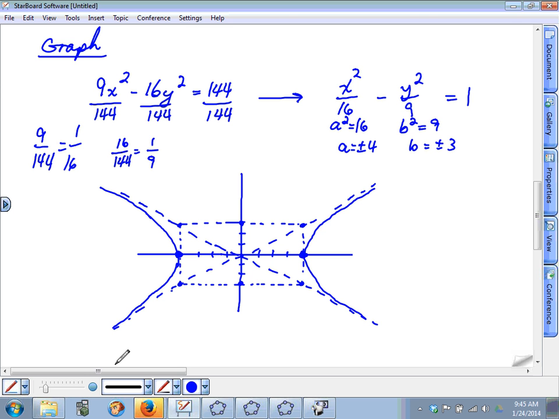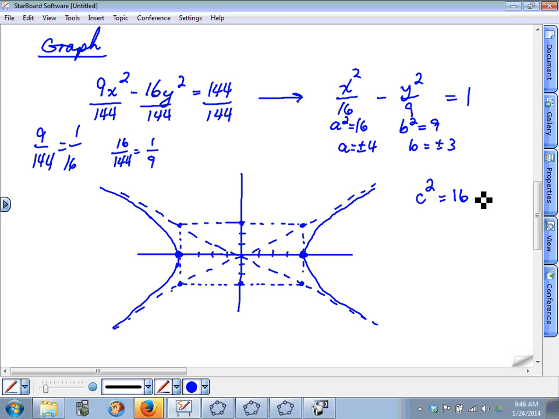That's actually what the graph is, those two pieces of the hyperbola. These others, you wouldn't see them if you graphed it on a calculator or a computer, but we use them to get us a more accurate picture. What are we missing? We're missing something big. The foci. So we use the formula c squared equals a squared plus b squared.